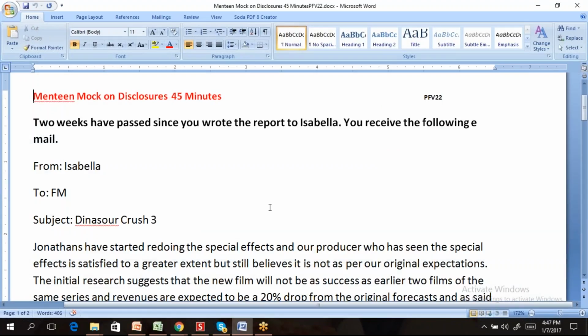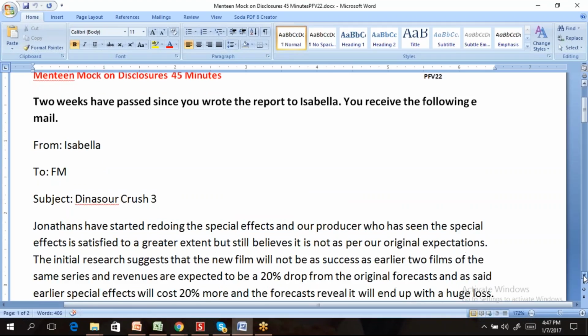The mock is: 2 weeks have passed since you wrote the report to Isabella. You received the following email. Jonathan has started redoing the special effects. So remember, now we have jumped to the third one, but we will go back to the second one. Originally, the cost was 80 million, and now they wanted a further 20%. So we have spent now 96 million, and our producer who has seen the special effects is satisfied to a great extent, but still believes it is not as per our original expectation.